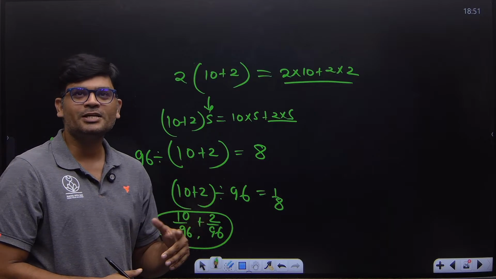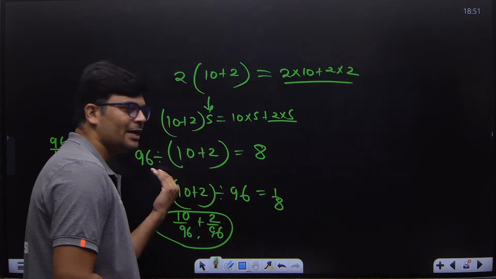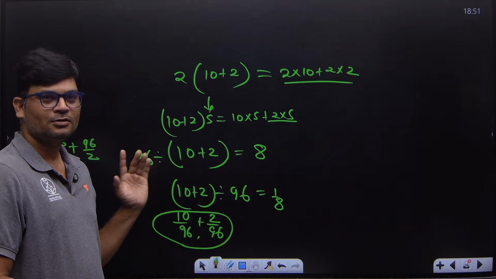Gotcha. For multiplication, it is happening from both the ends, but for the division, it is happening from the right side, not from the left side. Are you getting it? Yes. Good one.